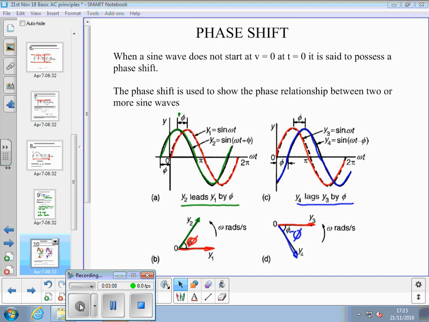We can say the green one is leading the red, or we can say the red is lagging the green, whichever suits our needs, really. You usually say what one waveform is relevant to the one that's at 0, if there is one at 0. Alright.